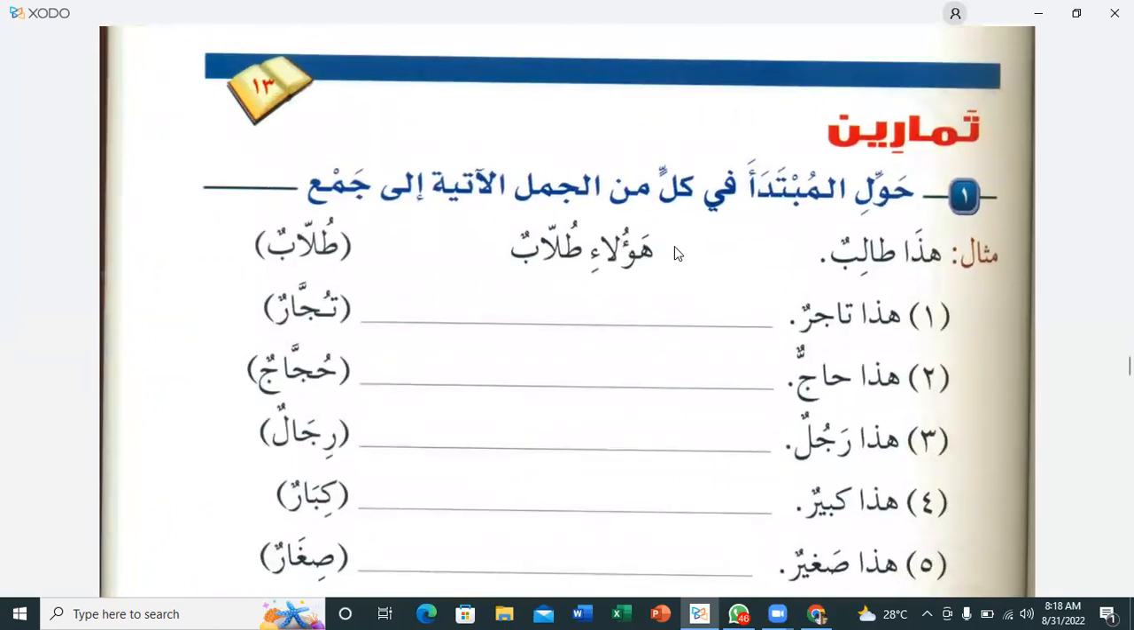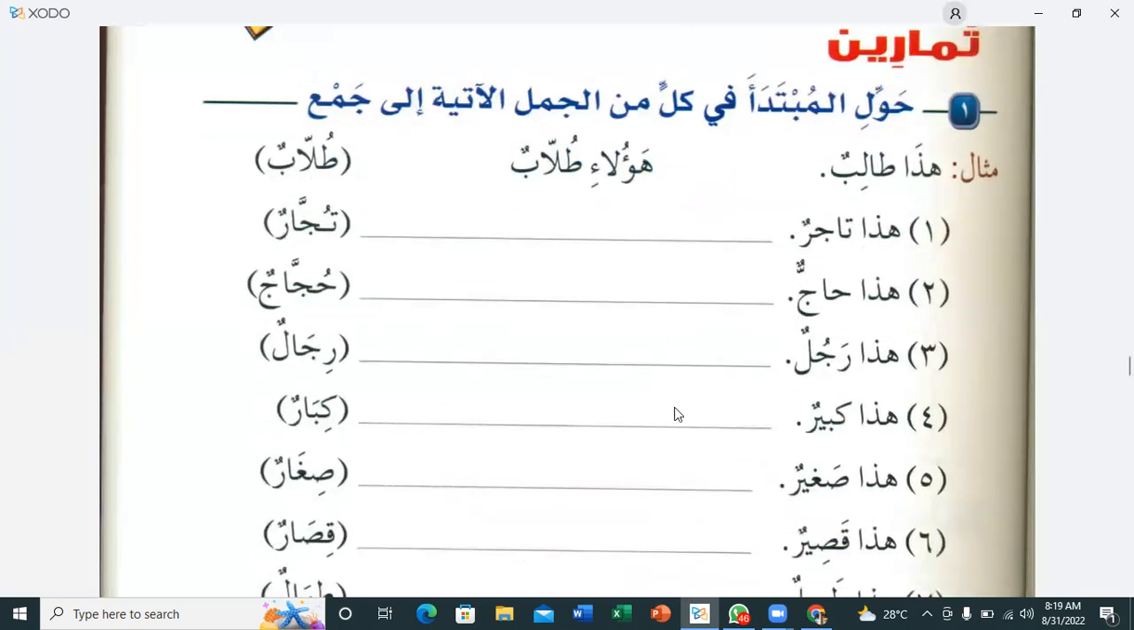Now see this tamreen exercise. Change the subject in every one of the following sentences to plural. Example is هذا طالب, meaning this is a student. Yes, this is a student. So we change it to هَؤُلَاءِ طُلَّابٌ. That means they are students. طُلَّابٌ is plural. Okay?